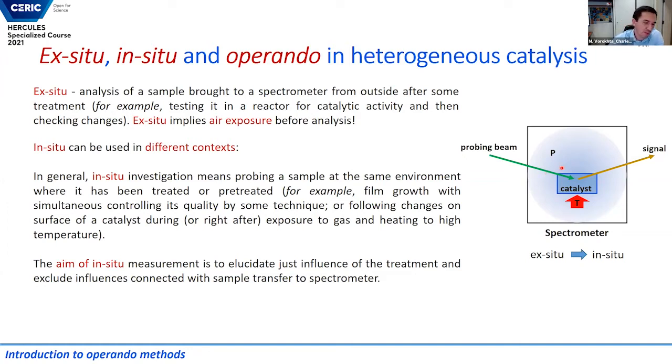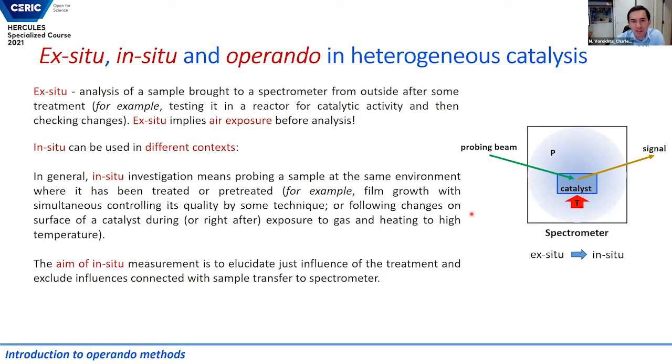This can be used only if your changes are not reversible. It means that you treated the sample somehow, for example evacuated the gas, and measured it with your method, and then you see the changes. So you try to exclude the air exposure, and you try to catch the influence of your treatment.